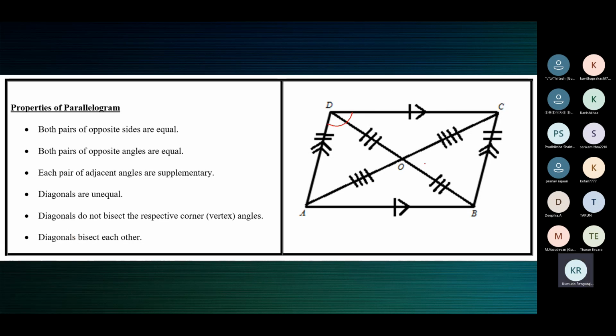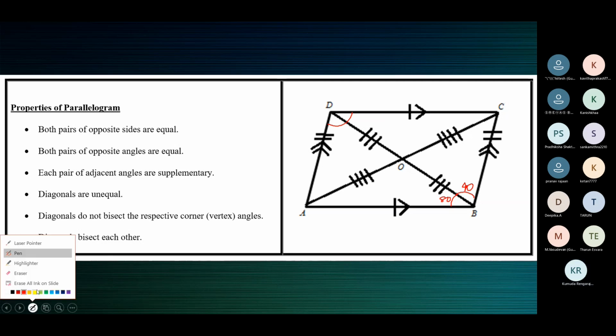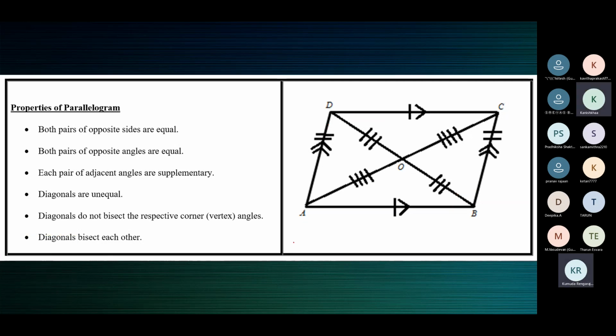If this is 120, this can be like 80, 40, 120. This is fine, but not 60, 60. Agree? Yes, ma'am. So that's what it is. Diagonals do not bisect the corner angles. Diagonals bisect each other.